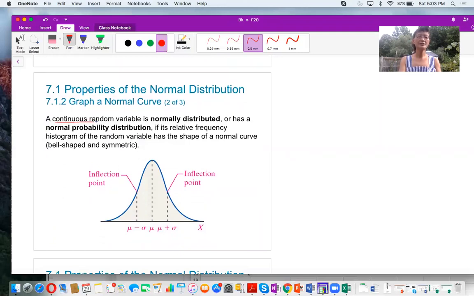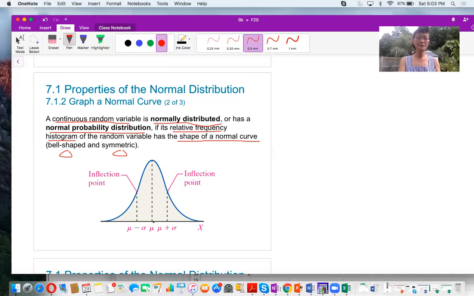A continuous random variable is normally distributed or has a normal probability distribution if its relative frequency histogram of the random variable has the shape of the normal curve. Normal curve means bell-shaped symmetry. So this curve is a normal curve, okay?